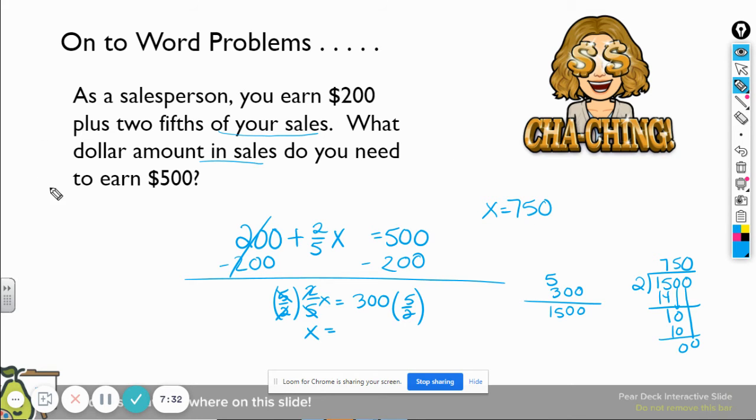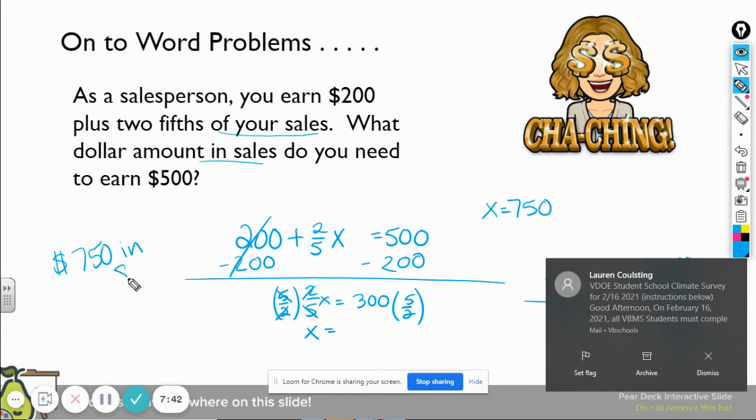And then you've got to put it in terms of what this means, right? What were we answering? What dollar amount in sales? So you'd say 750 in sales.